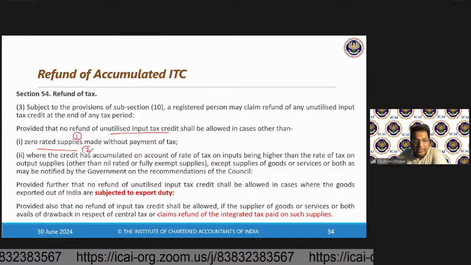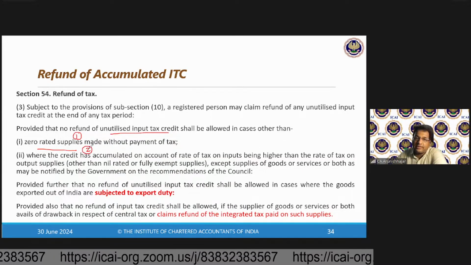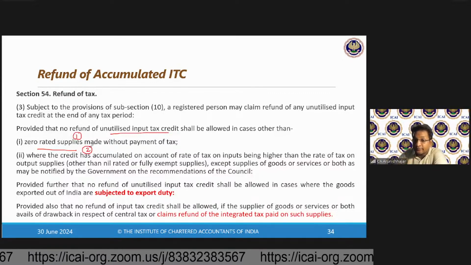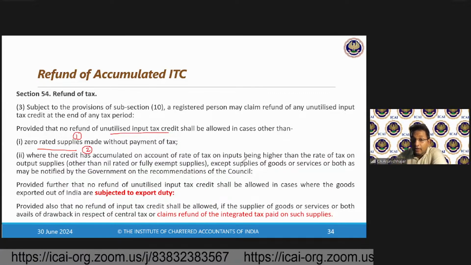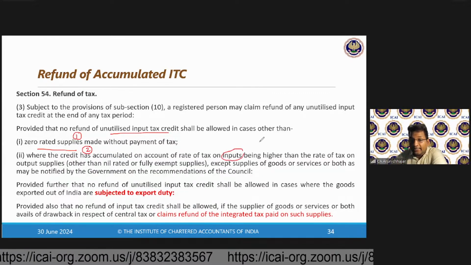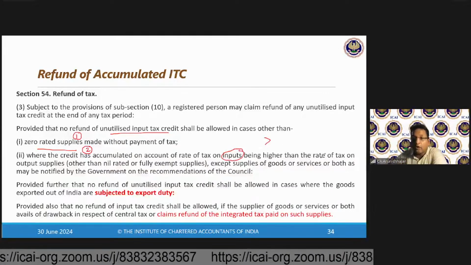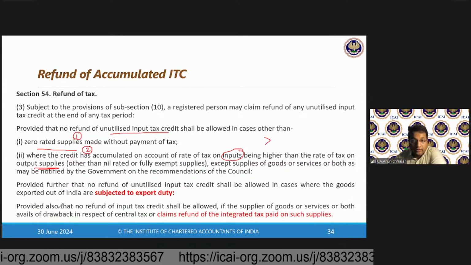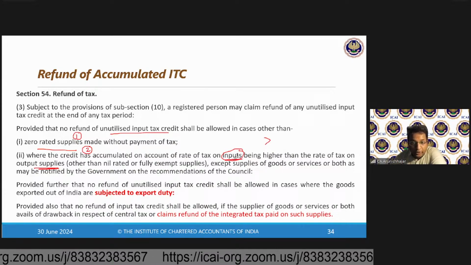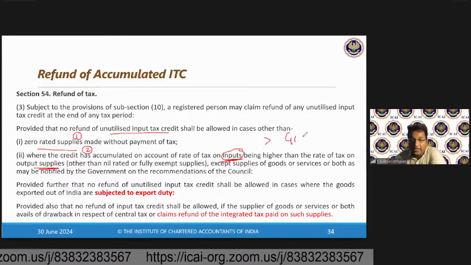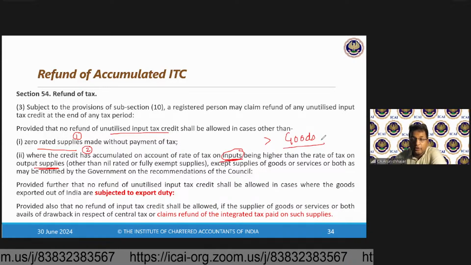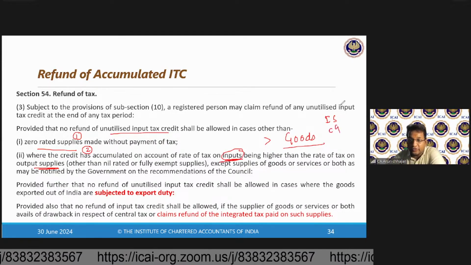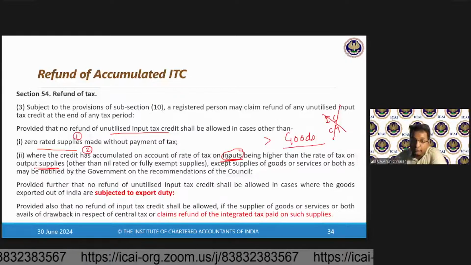Second is inverted duty structures. What is the inverted duty structure? When the rate on the input is higher than the rate on output. Please note, they have used the word input. It means the refund would be granted only for the goods. You cannot take the refund of input services. You cannot take the refund of capital goods under inverted duty, I'm talking about.